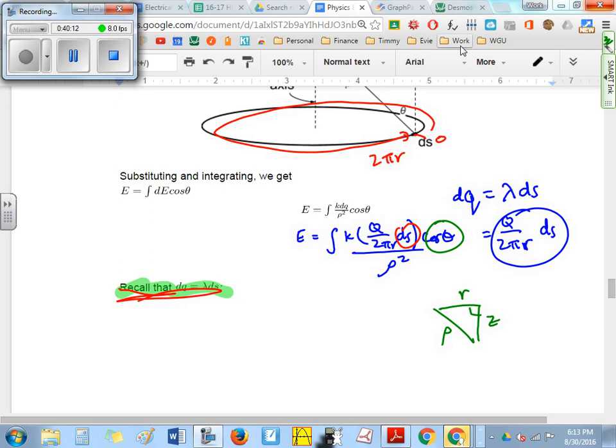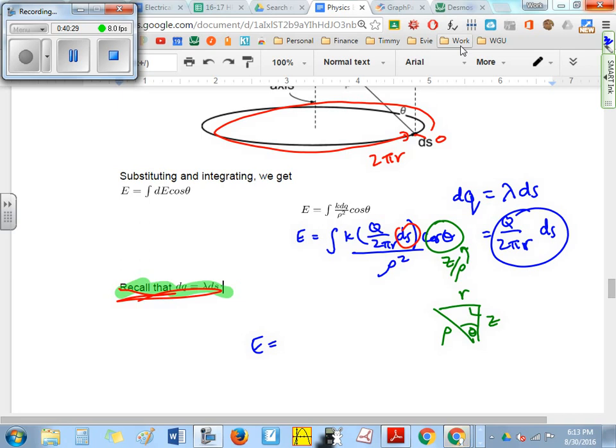It should also look very familiar to my Calc BC students from last year. So when I say cos theta, you could just think z over rho. So that's what I'm going to replace this with, z over rho right here. That's more of a geometry thing, but it does bring down the number of variables.